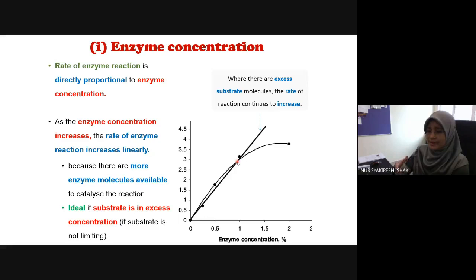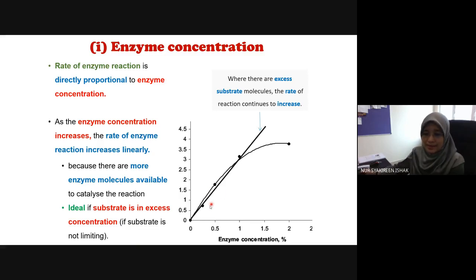So in order to get this type of graph, a direct proportional increase of the reaction, the substrate concentration is not limiting. You always have substrate in the reaction. As the enzyme concentration increases, the rate of enzyme reaction increases linearly, this linear graph here, because there are more enzyme molecules available to catalyze the reaction. This is ideal if substrate is in excess concentration. You always have substrate in the reaction, so in this case substrate is not the limiting factor. Sentiasa ada substrate untuk enzyme to catalyze reaction.